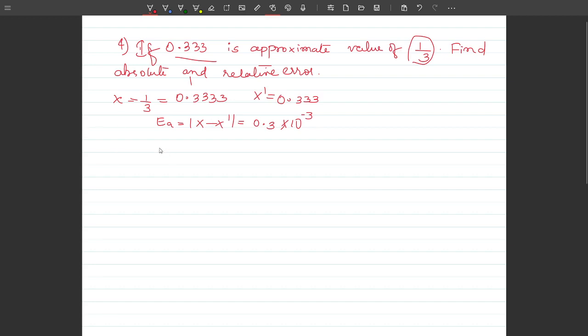Similarly you calculate ER, the formula is mod x minus x dash divided by x. You get 0.90 into 10 to the power minus 3. These are your answers. Please verify your answer. We'll move to the next question.